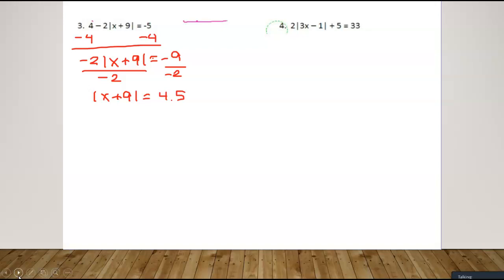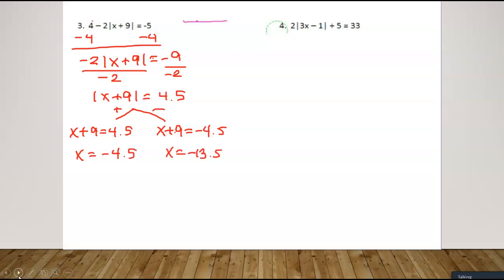That's fine also. Now that the absolute value is isolated, we split it into 2 pieces, the positive and the negative. Subtract 9 from both sides. And we get x equals -4.5 and x equals -13.5. The last thing we need to do is to check.